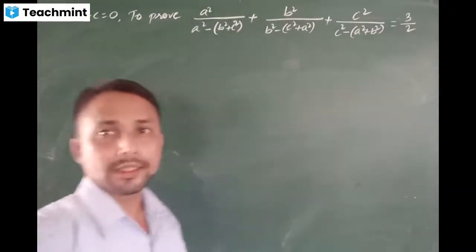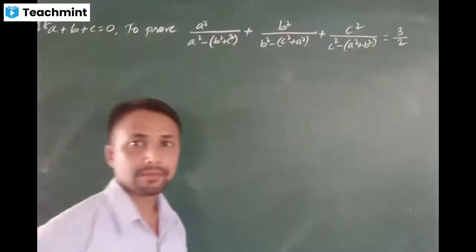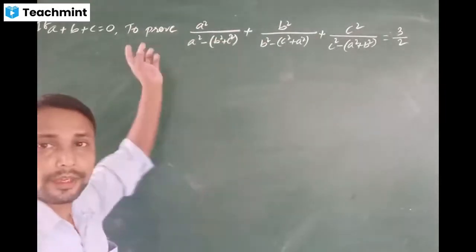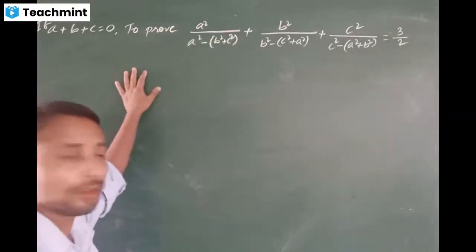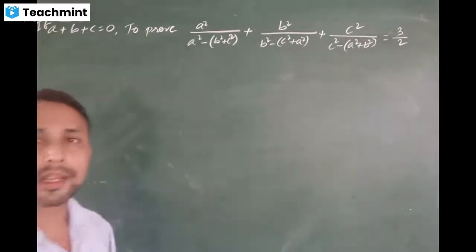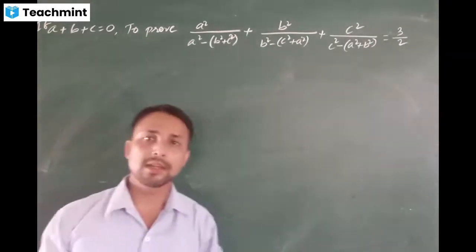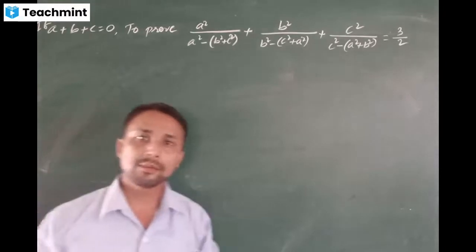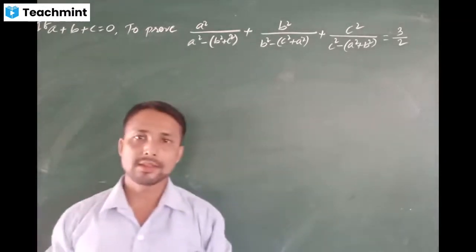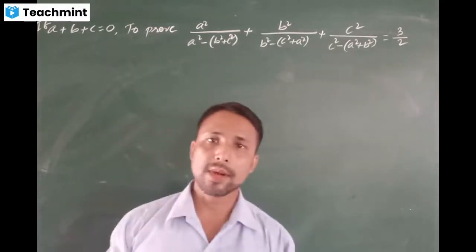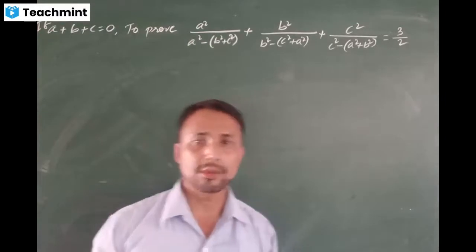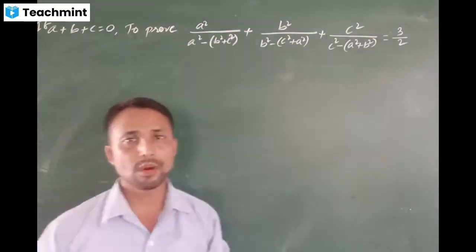Okay, this is the thing we have to find out. If a plus b plus c equals 0, then a square by (a square minus (b square plus c square)) plus b square by (b square minus (c square plus a square)) plus c square by (c square minus (a square plus b square)) is equal to 3 upon 2, or 3 by 2.